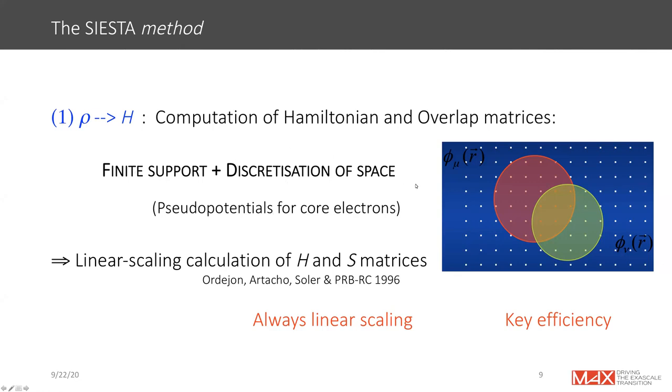with a discretization of space. Here you have a cartoon, your finite support basis functions in 2D, and discretization of space. Actually, once you convert this into lists and sparse matrices, you can get to algorithms that would be absolutely always linear scaling in computational effort. So the calculation of the Hamiltonian and overlap matrices are always linear scaling within Siesta. And that was from the very beginning of the Siesta method. And that is a key for the efficiency of the Siesta code.